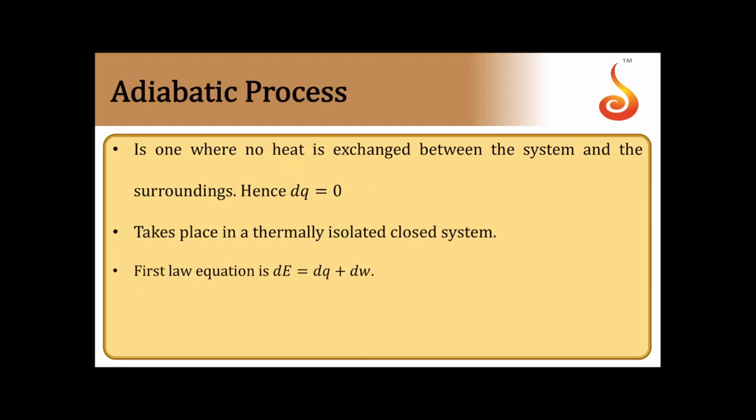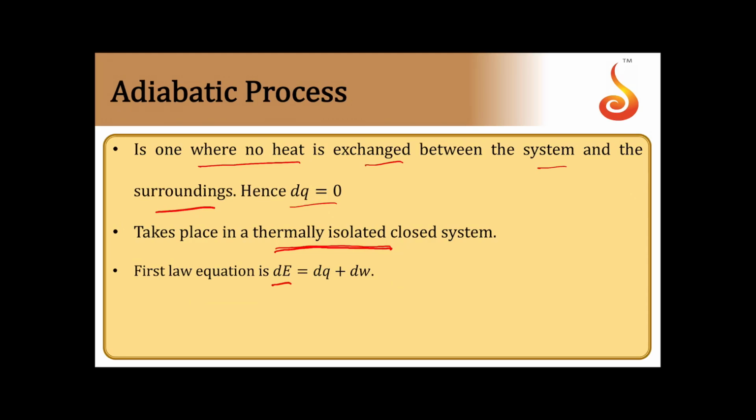Adiabatic process. An adiabatic process is one where no heat is exchanged between the system and surroundings, that is, dq is equal to 0. This takes place in a thermally isolated system, where no heat exchange must happen.